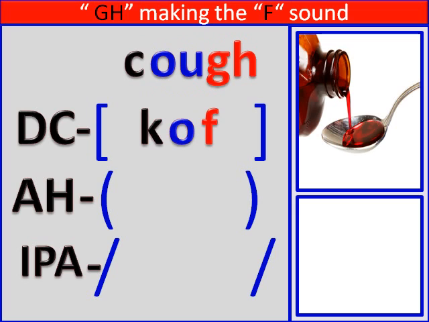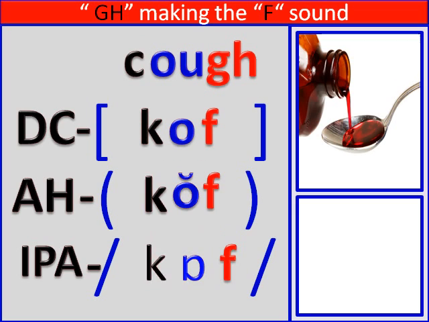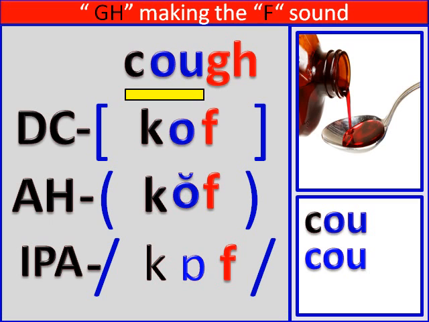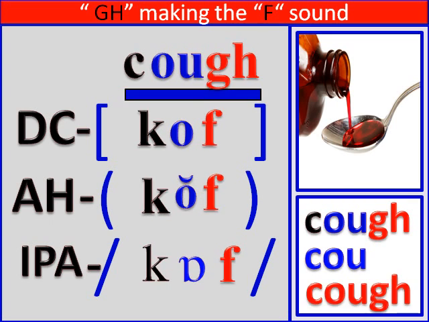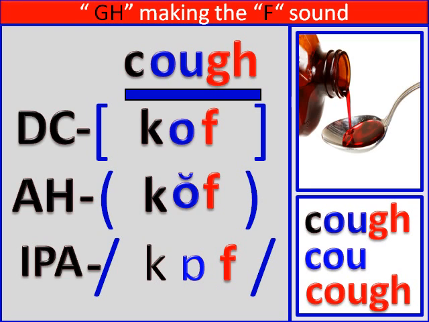Cough. C-O-U-G-H. Cough. Okay, I got a cough, so I gotta take some cough medicine. Cough medicine for your cough. In this word cough, the OU sound is irregular. The normal OU sound is ow, like in house, loud. But in this case, the OU sound is irregular. It's making the short O sound, ah.